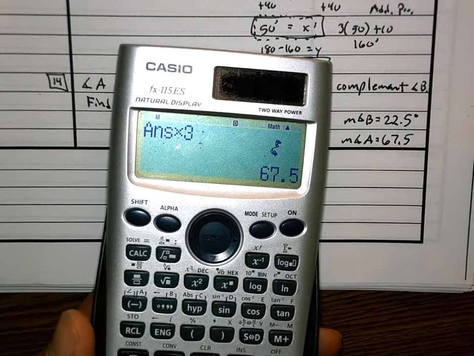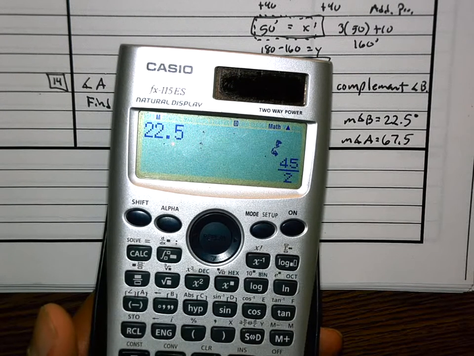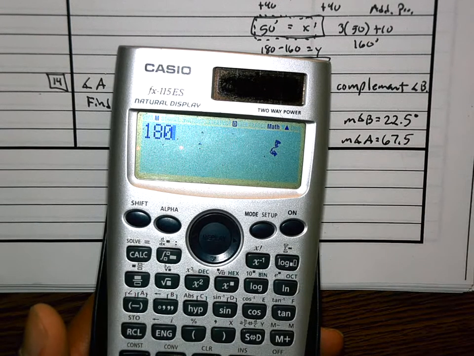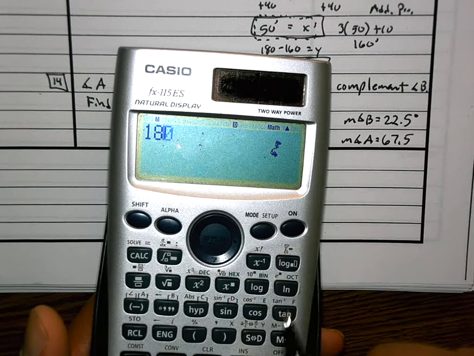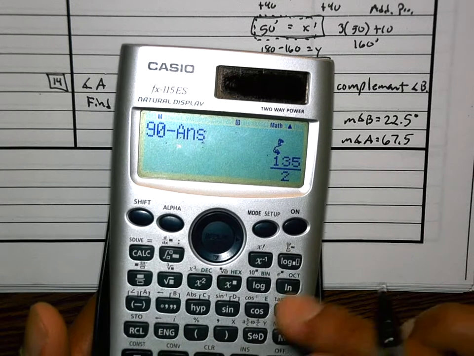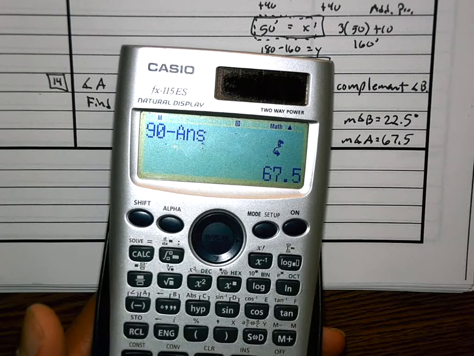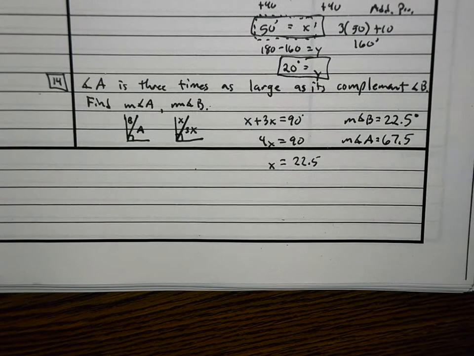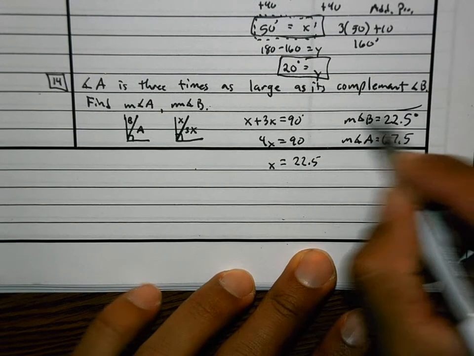But somebody said subtract, so here's my 22.5. I'm going to take 180 degrees. Nope, it's not 180, Mr. Paramo. It's 90 degrees minus my answer. And I get the same one. So that's good to know. Here are 2 answers for number 14.